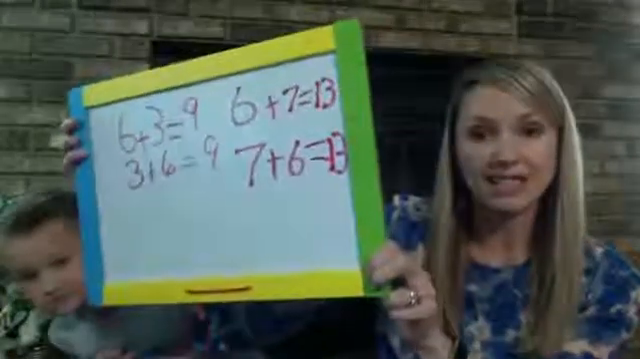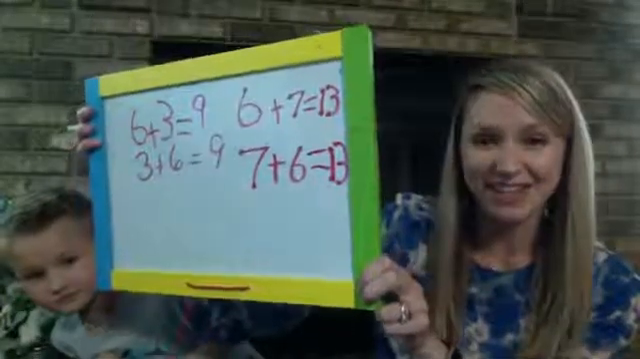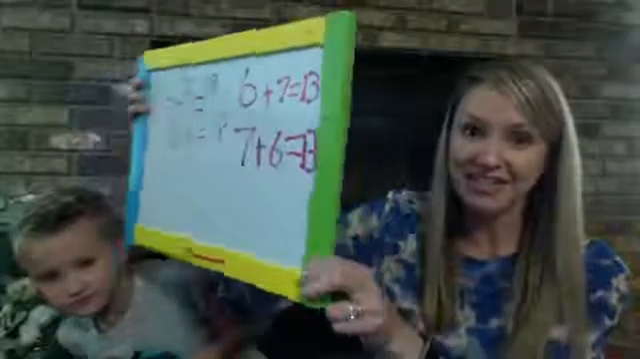So 6 and 7 is 13. We're going to flip-flop it around. 7 and 6 has the value of 13. Okay, so now here's what Jonah wrote. He wants you to see 6 and 7 is 13. Flip-flop it around. 7 and 6 is 13.